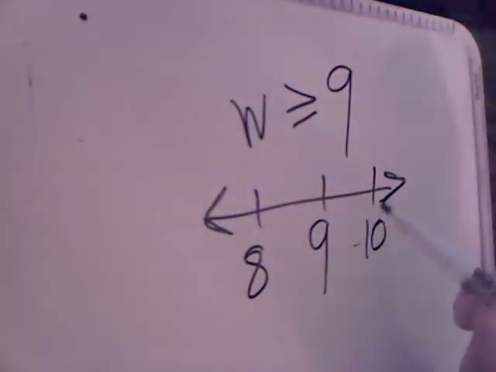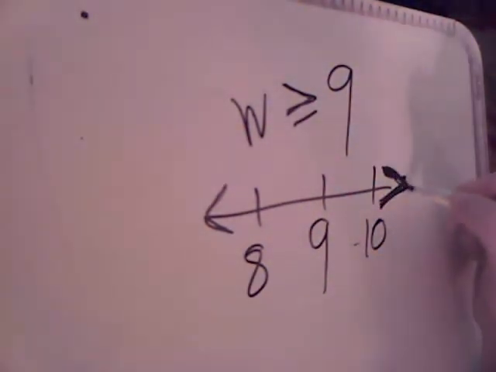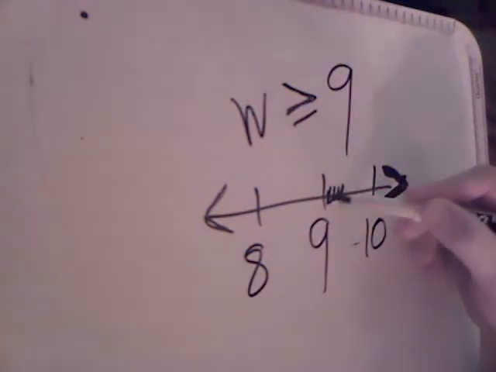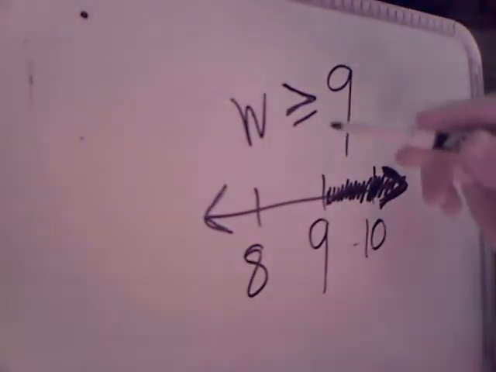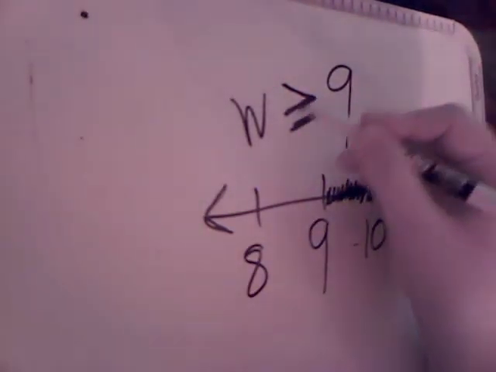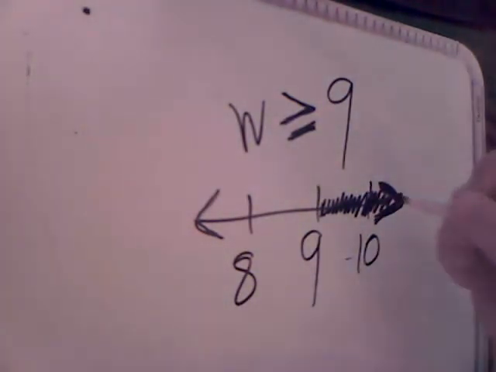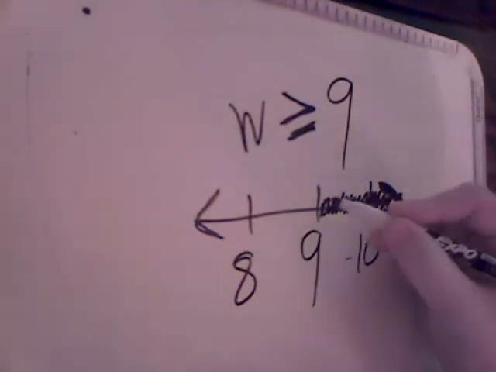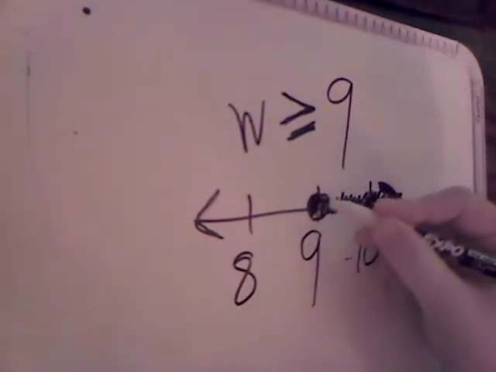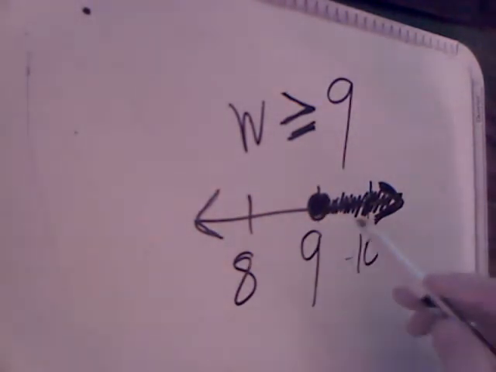Because the letter is on the left, the arrow is pointing this way, so we're going to shade in to the right. So we're going to shade in everything above the 9. Now our sign here says greater than or equal to. The or equal to is a pretty important part because this says we're talking about everything above 9 and the number 9. So to show that we're including the number 9, we're not only going to shade in this whole line, but we're also going to shade in the circle for number 9. That tells us that we're talking about the number 9 and everything above it.